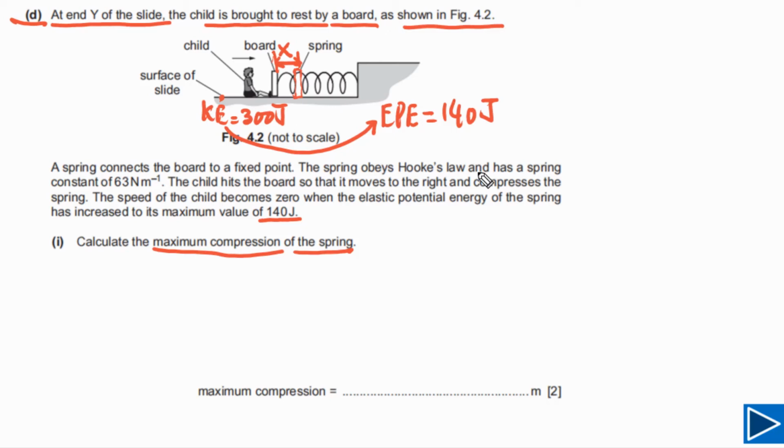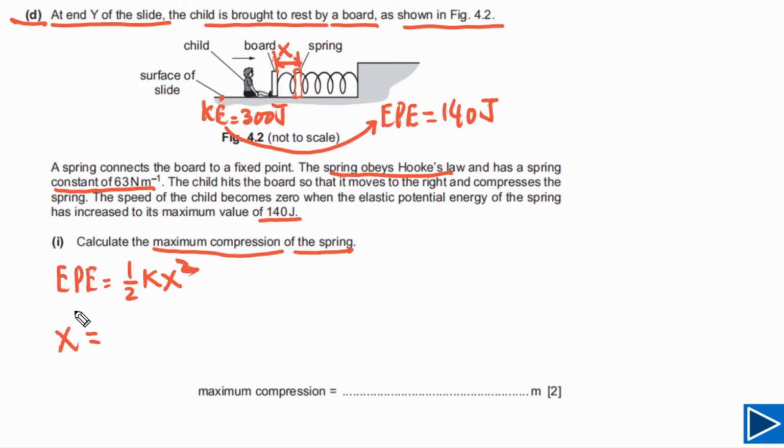For this question, the spring constant is given. It is given to us that the spring obeys Hooke's law, and the spring constant is equal to 63 newtons per meter. We need to find x. So it is a pretty straightforward question. Elastic potential energy is simply equal to 1/2 kx squared, if Hooke's law is obeyed. We need to find out x.